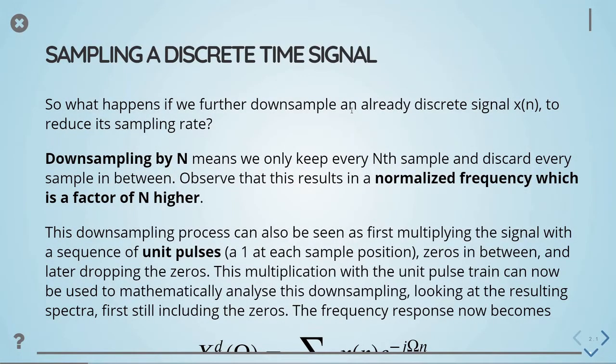So far we saw what happens when we sample an analog signal, but now what happens if we further downsample an already discrete signal x of n to reduce its sampling rate. Downsampling by n means that we only keep every nth sample and we discard every sample in between. So observe that this results in a normalized frequency which is a factor of n higher.